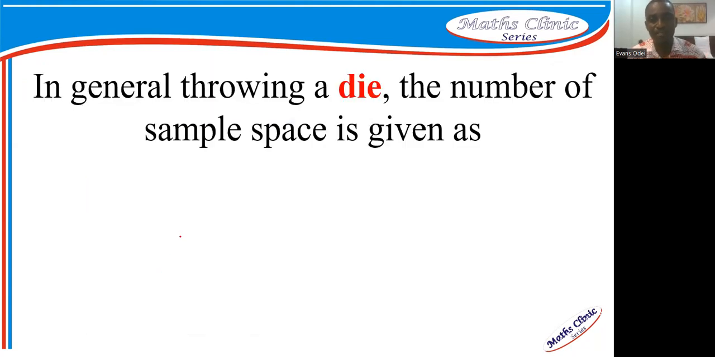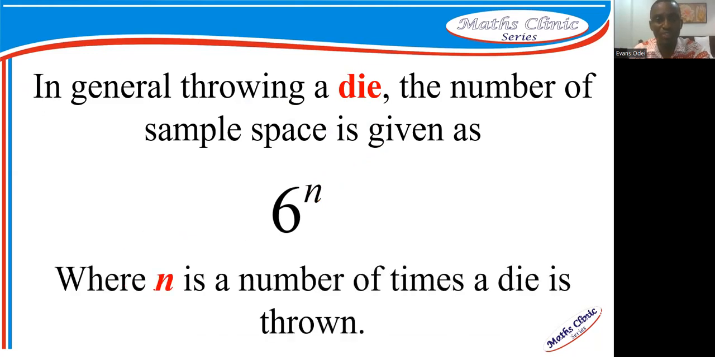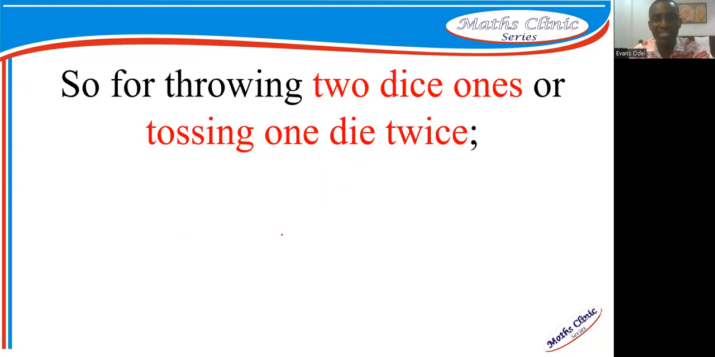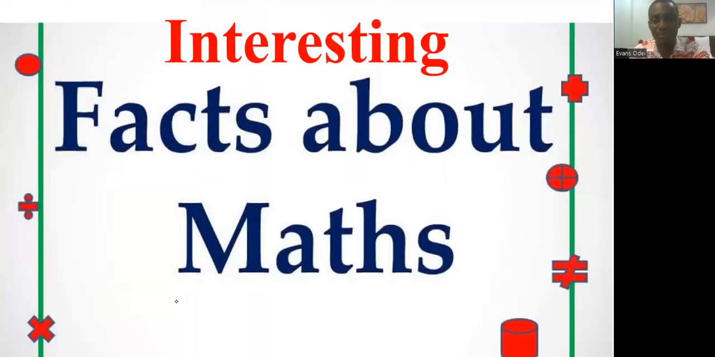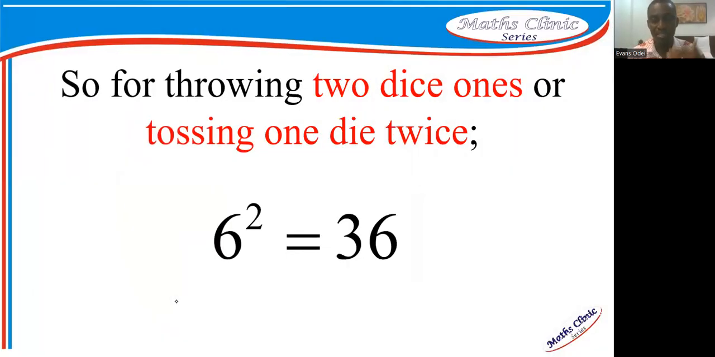Now, in general terms, when we have a die, the number of sample space that can be generated out of throwing a die depends on the number of times. And so that becomes 6 to the power n. Very important formula to keep as well. Here, n is the number of times a die is thrown. So what it means is that if you are throwing 2 dice once or tossing 1 die twice, you are going to get 6 to the power 2, which will give you 36. And if you do this for 3, 4, 5 times, then you can imagine the number of sample space you are going to get.